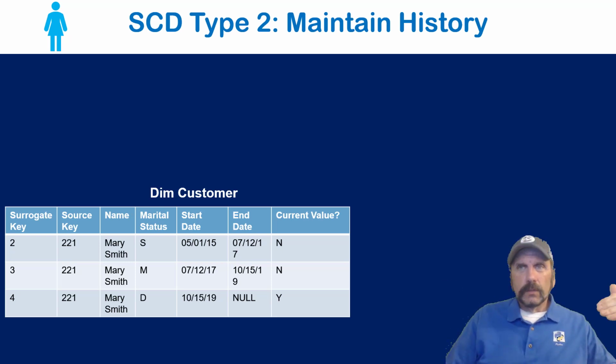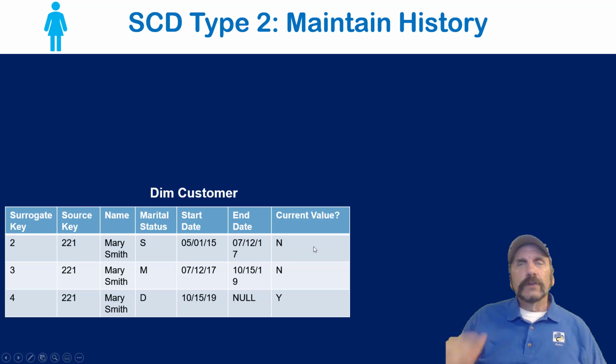So if Mary gets married, we'll keep a row for that. If anything happens, like in this case, she got divorced, it's very sad, but now we have a row for that. So you can see what we're doing in this table is actually tracking it. In the first row, Mary was single, and we can see that she first entered our system on May 1st, 2015.